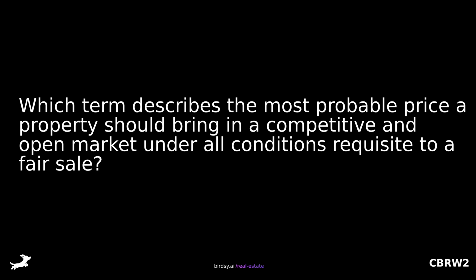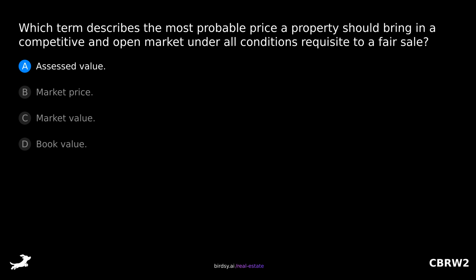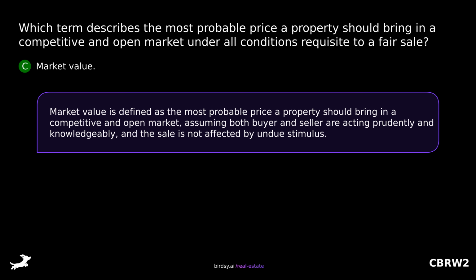Which term describes the most probable price a property should bring in a competitive and open market under all conditions requisite to a fair sale? Is it A, assessed value, B, market price, C, market value, or D, book value? The correct answer is C, market value. Market value is defined as the most probable price a property should bring in a competitive and open market, assuming both buyer and seller are acting prudently and knowledgeably, and the sale is not affected by undue stimulus.